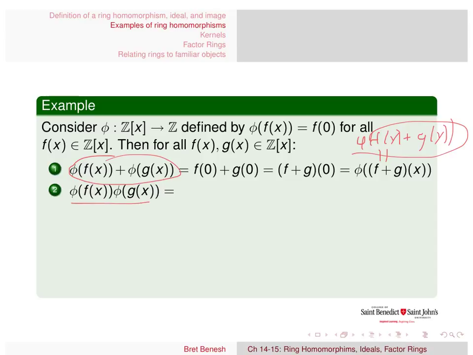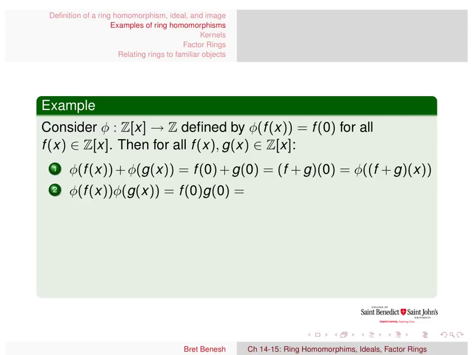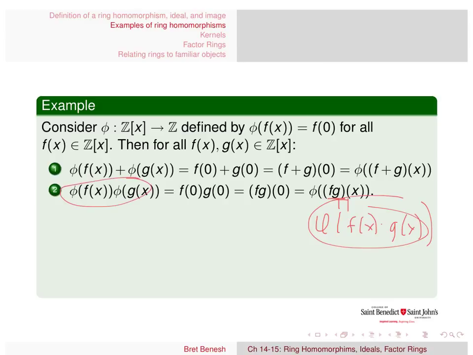Now let's just see if it's a ring homomorphism by checking the multiplication. It's equal to f of 0 times g of 0. And that's going to be equal to f times g of 0. And that's going to be equal to phi of f times g of x. And I should really do one more step here. That's equal to phi of f of x times g of x by definition of fg. So I get that these two things are equal, so I really do have a ring homomorphism. All right, let's see the image and the kernel.